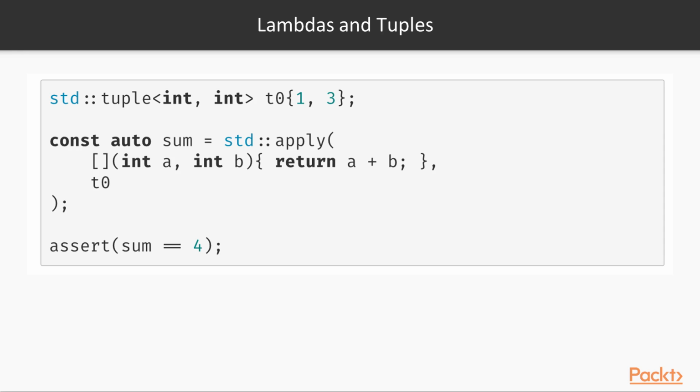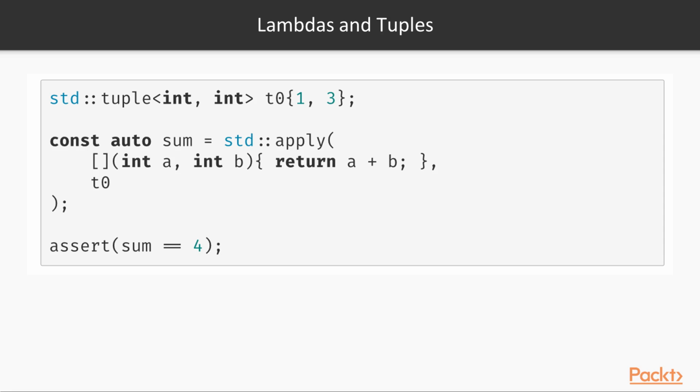If we have a tuple containing two ints, t0, that contains 1 and 3, then we can use std::apply to invoke a lambda taking two ints by passing the tuple as a second argument. Apply will unpack the 1 and 3 for us and pass them as the argument of the provided lambda, which in this case will simply return the sum of their arguments.